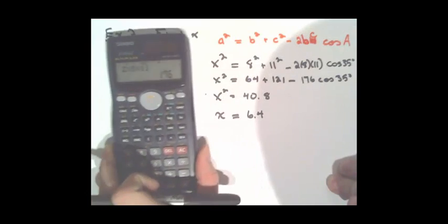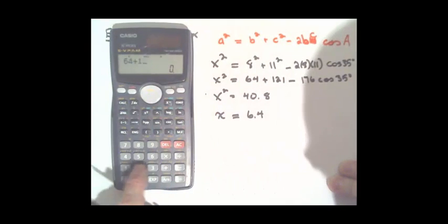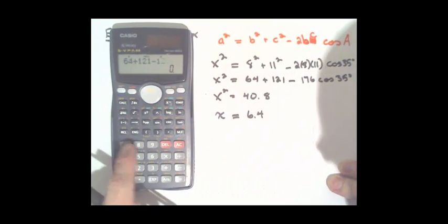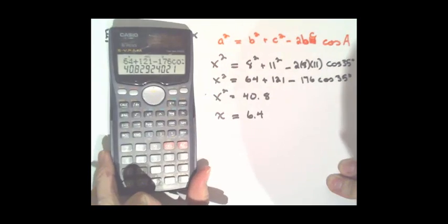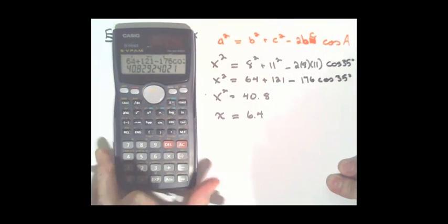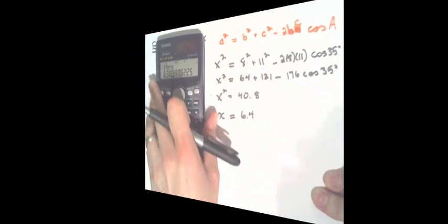Okay? So we can just check that this checks out, just to prove it to you. 64 plus 121 minus 176 cos 35. And you have to get the same answer, and I do. Okay? And then you would square root that, and you get 6.4 units.